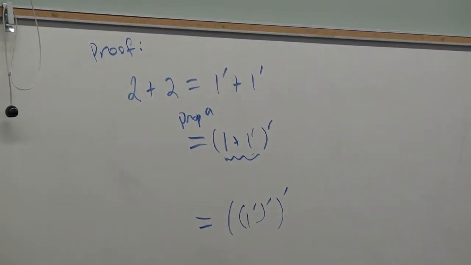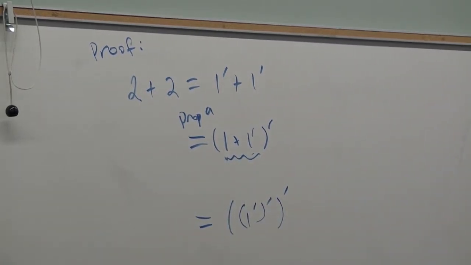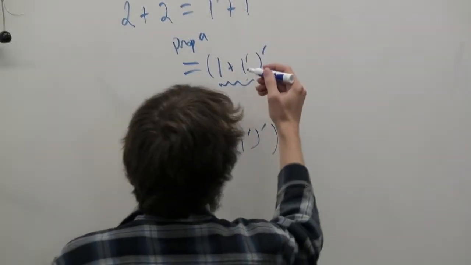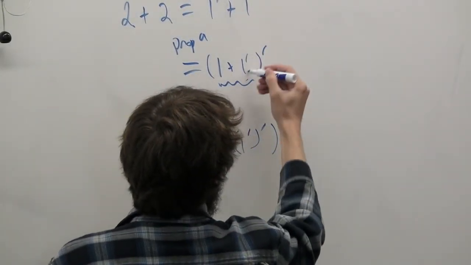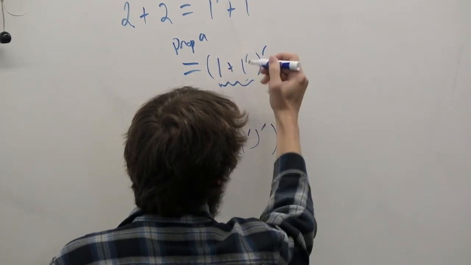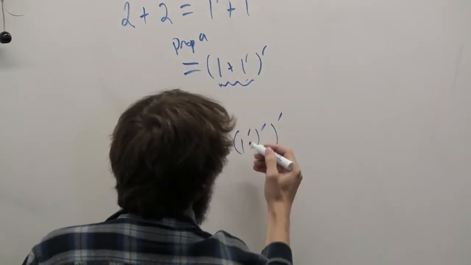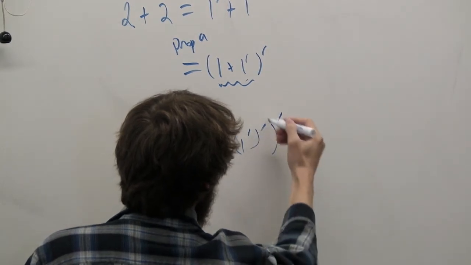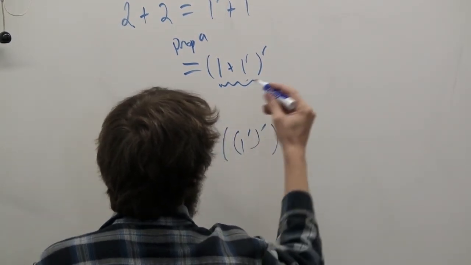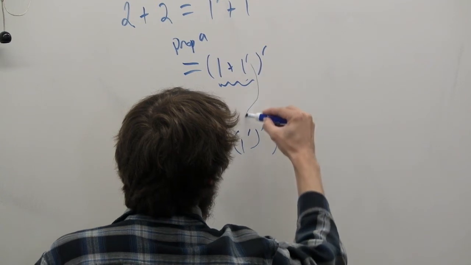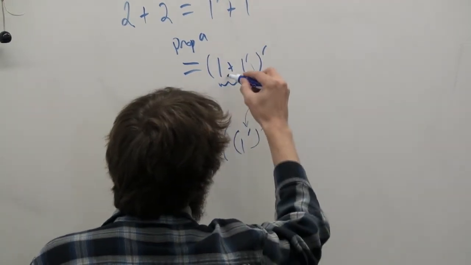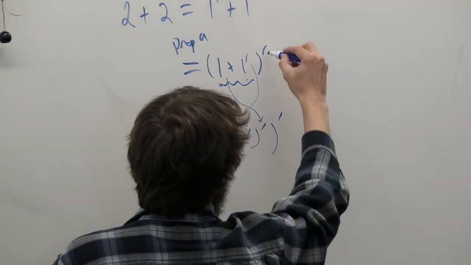So this thing, by property A, since we're taking 1 plus that thing, we can take the successor of this. So there's the original guy, and then there we've taken the successor of it. So that successor goes there. Property A gives us that successor, and then that successor was there the whole time.